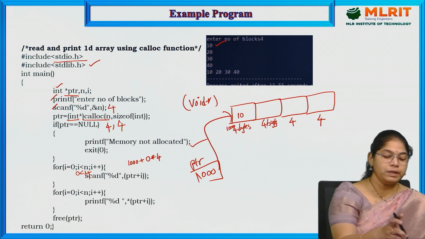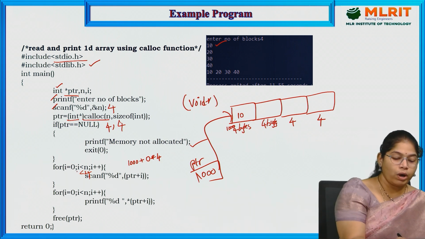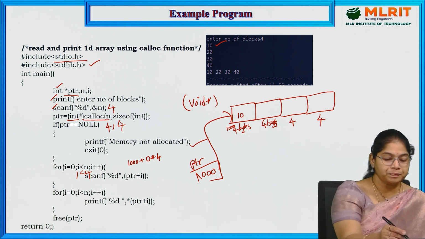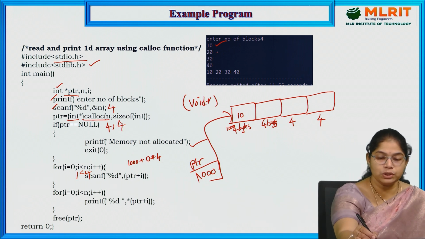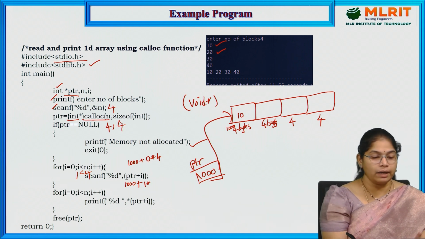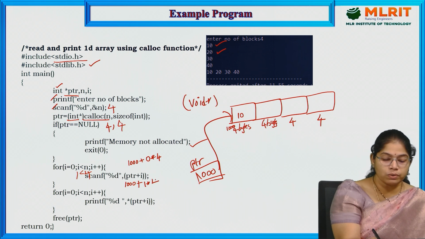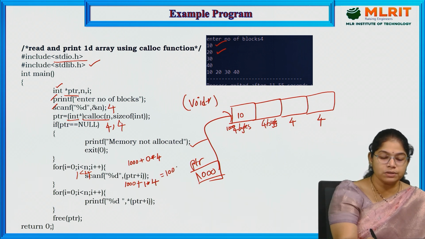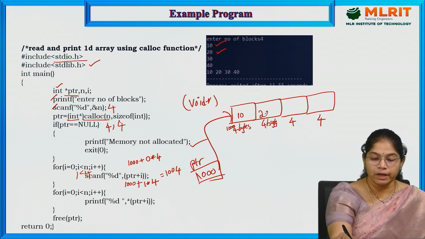Again i plus plus, now i becomes 1, 1 less than 4, condition is true. Then the next value, 20, is stored in the address ptr plus i, where ptr value is 1000 plus 1, since i is 1, and I want to store integer type values. So int occupies 4 bytes. So the next value is stored in the address 1004. So here we have 20.